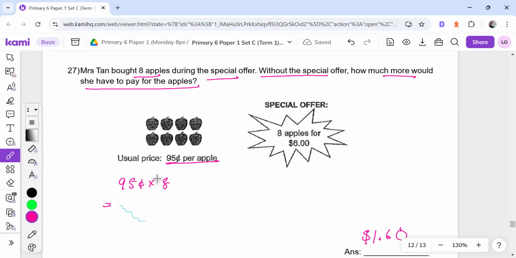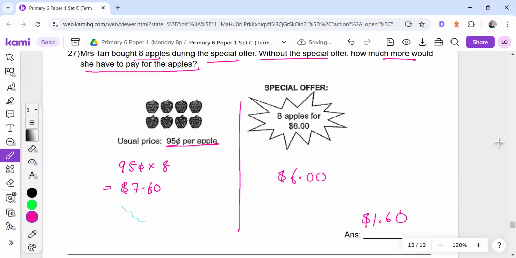I'm going to do this a bit faster because I think you can work out the answer yourself. I will use my calculator: 95 times 8, you will get $7.60. I'm sure you can multiply yourself. 8 apples for $6. So if 8 apples is $6, then $7.60, the original price, minus your special price, means you have to pay $1.60 more if there's no special offer. So this one is quite easy, hopefully you get the answer correct.